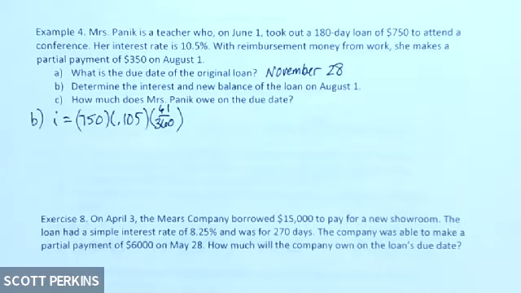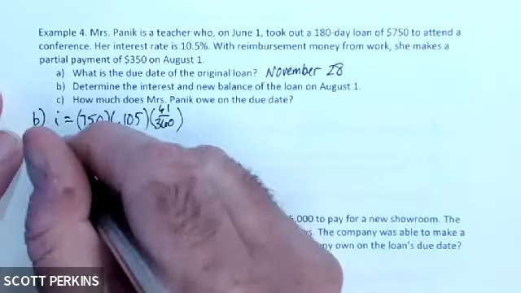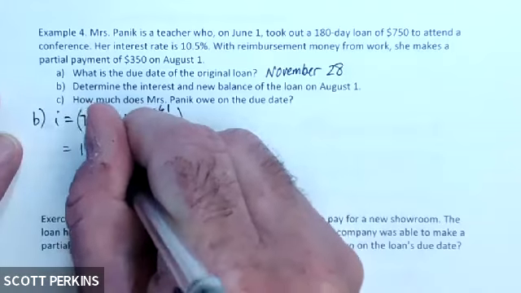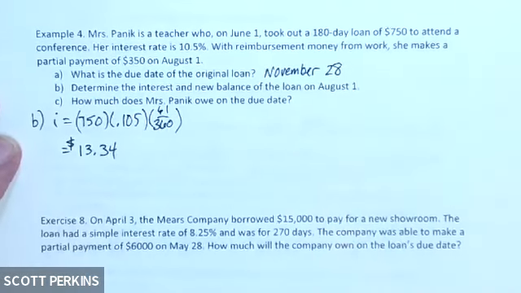Everybody with me? I know I just did a lot of things. I don't want to go too slow if you're fine, and I don't want to go too fast if you're not fine. Okay, now I'm just going to pop this into my calculator, so you have some time to decide if you're fine or not fine. So 750 times 0.105 times 61 divided by 360 turns out to be 13.34375. So this is money, so this is $13.34. Mrs. Panic owes $13.34 in interest.